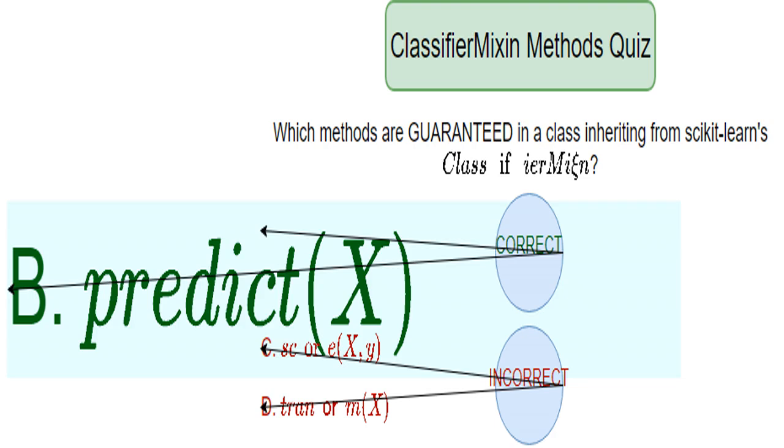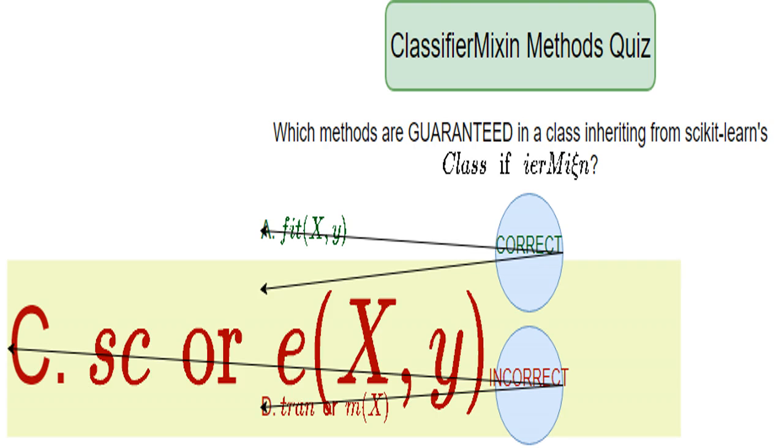The predict(x) method is the core of the classifier. It uses the trained model to make predictions on new, unseen data, x. This method is also guaranteed because making predictions is the primary purpose of a classifier.